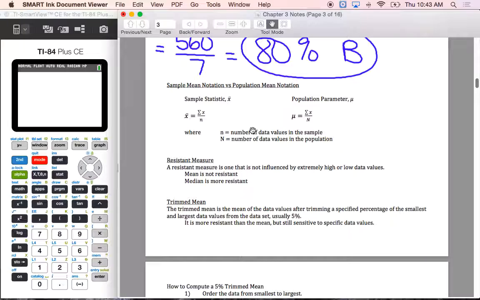A resistant measure is one that is not influenced by extremely high or low data values. The mean is not resistant. If you have really big numbers, it's going to affect your mean. Whereas the median is more resistant, because the median is always just the middle. Doesn't matter how big your numbers get on the outside, it's always going to be the middle number inside. Now our trimmed mean gets rid of the smallest and largest data values. You'll usually see a 5% trimmed mean. And this is going to be more resistant than the mean because you're getting rid of the really big and really small numbers.